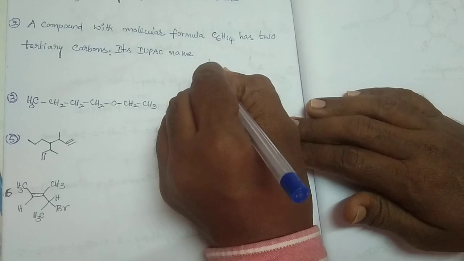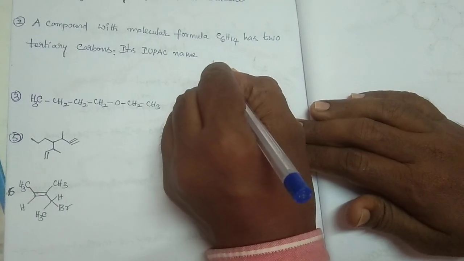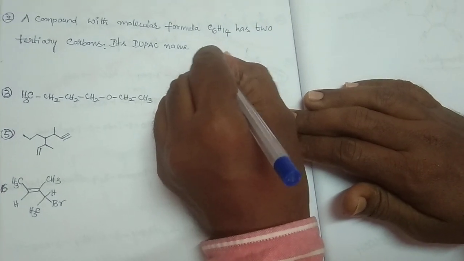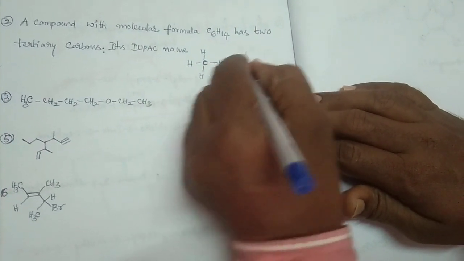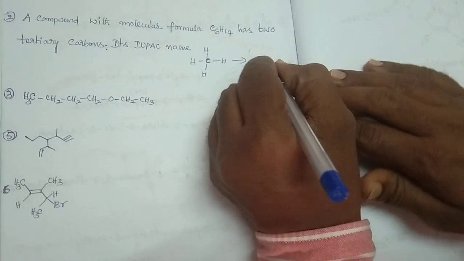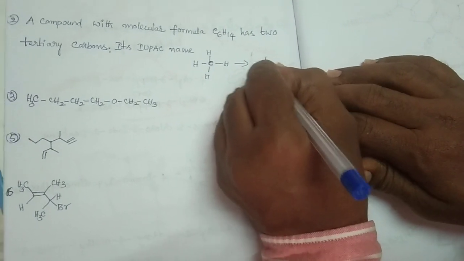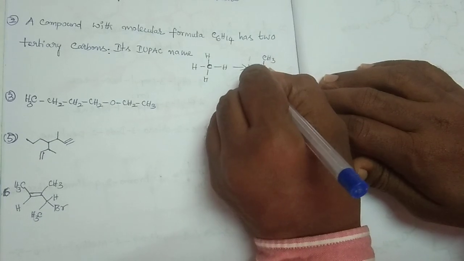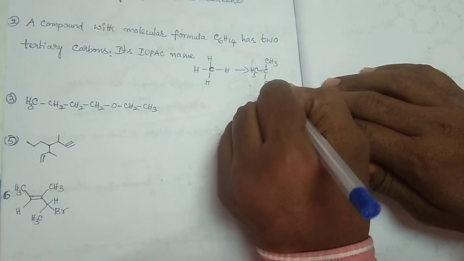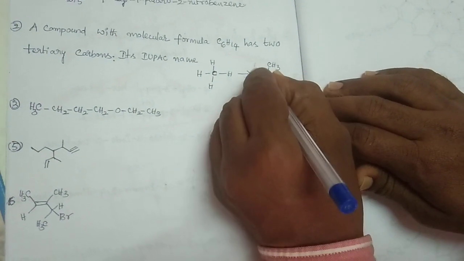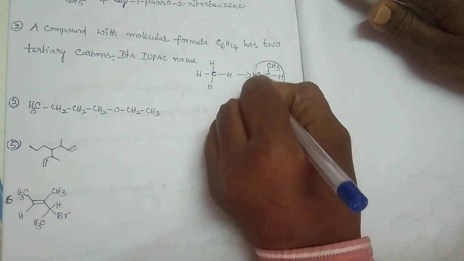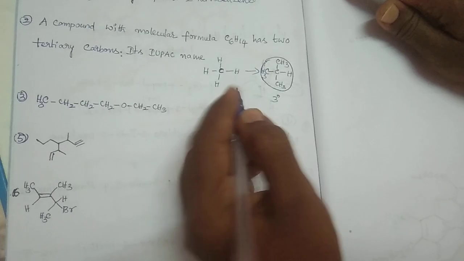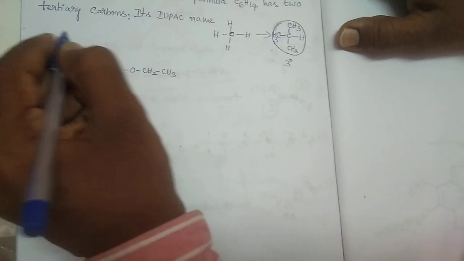In methane, 3 hydrogens are replaced by 3 alkyl groups or 3 aryl groups. Such carbons are called tertiary carbons. For example, this is the tertiary carbon. Okay.